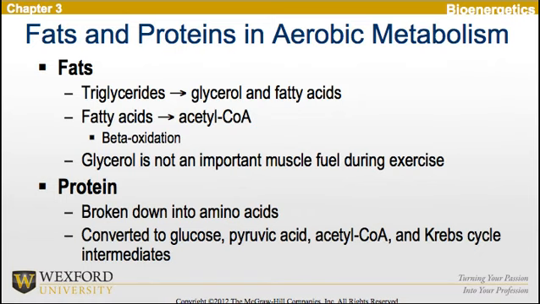Now looking at fats and proteins in aerobic metabolism, first we have fats, which again can be classified as triglycerides, which give us glycerol and fatty acids, and also just straight fatty acids, which lead to acetyl-CoA during beta oxidation. Glycerol is not an important muscle fuel during exercise, however. Moving on to protein, protein can be broken down into amino acids and then converted to glucose, pyruvic acid, acetyl-CoA, and other Krebs cycle intermediates.